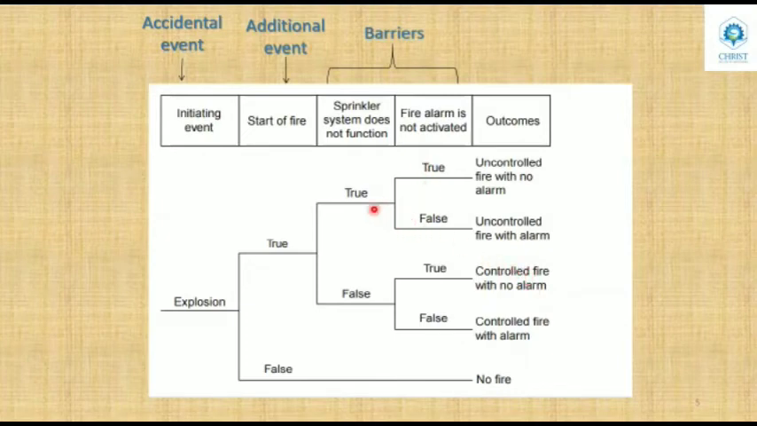Then we check the next two statements. First, the sprinkler is not working and the fire alarm is working, so it is an uncontrolled fire with alarm: some alarm is present and the fire is uncontrolled. Here we have two true statements, meaning the sprinkler is not functioning and the fire alarm is also not functioning, so it is an uncontrolled fire with no alarm. These are the outcomes. From the initiating event, we go to additional events, then check the barriers and check the outcomes. This total figure is the basic structure of ETA. Hope you understand.